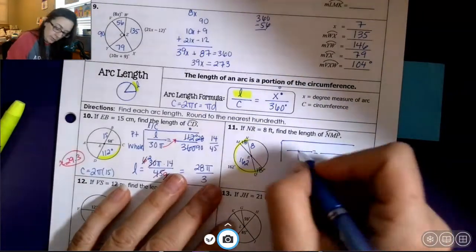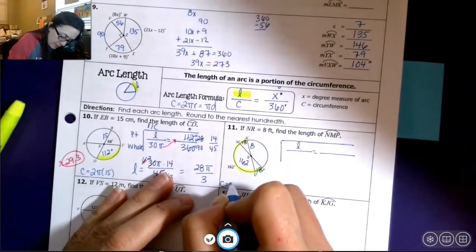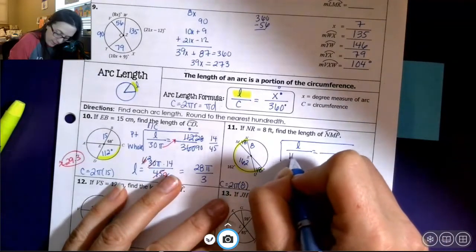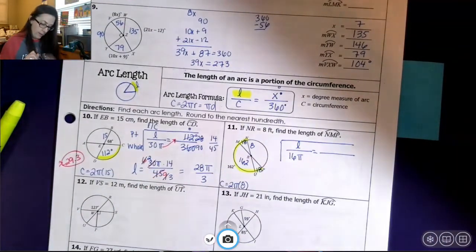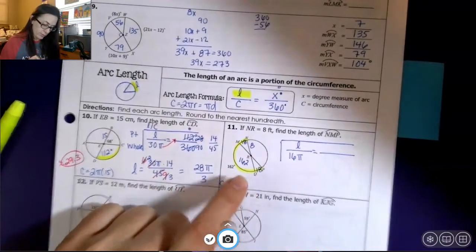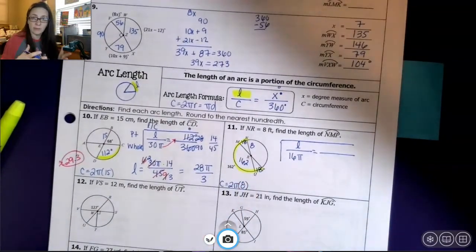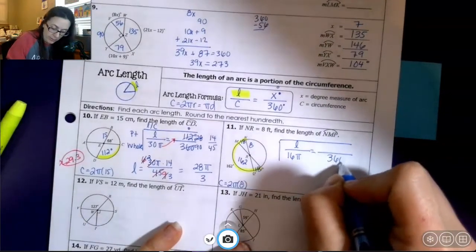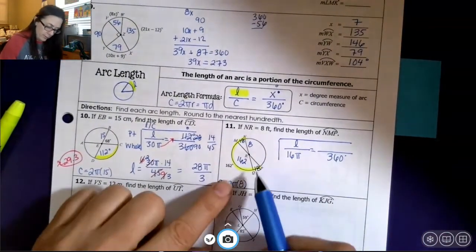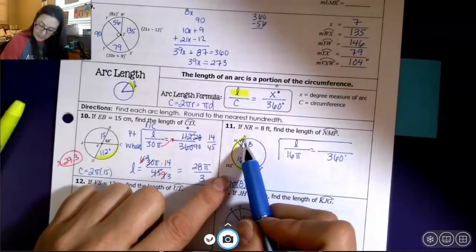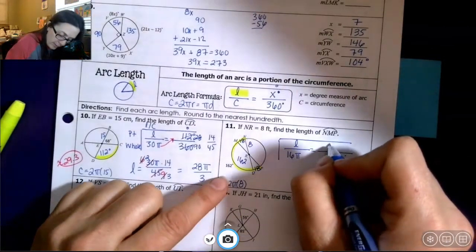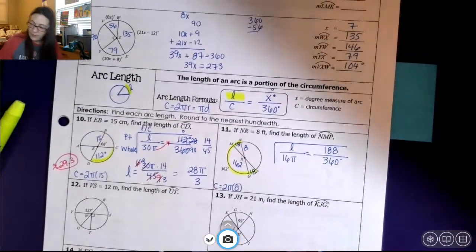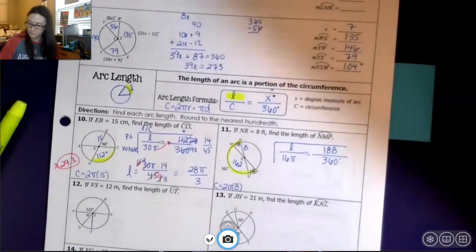So I'm looking for my length. My circumference is 2 pi, radius is 8, so I'm going to get 16 pi down here. The whole degree, this never changes every single time, no matter what, 360 goes down here. So you always know that. Now the degree that we're looking for, 180 plus 18, which means we have 198 up here. Okay, again, simplify if you can.